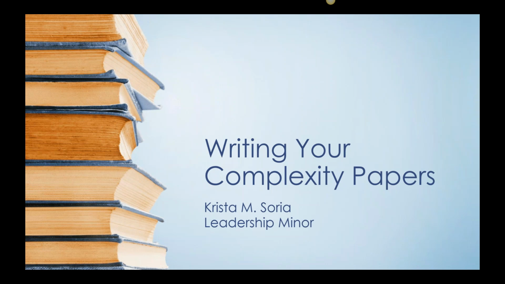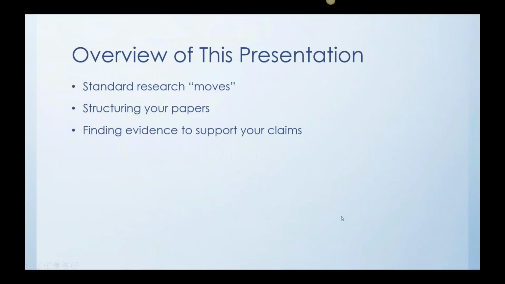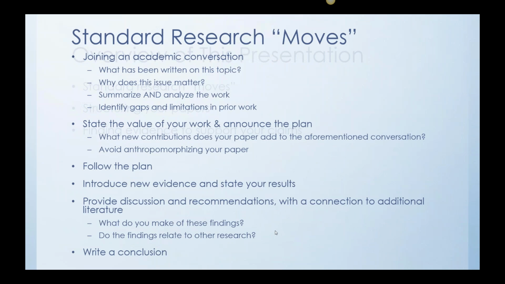Today I'm going to be talking to you a little bit about writing your complexity papers. I'm going to be discussing some of the standard research moves that writers make in their papers as they're writing for academia or for publication in academic journals, how to structure your papers, and then finally how to find and integrate some evidence to support some of the claims that you're making in your paper as well.